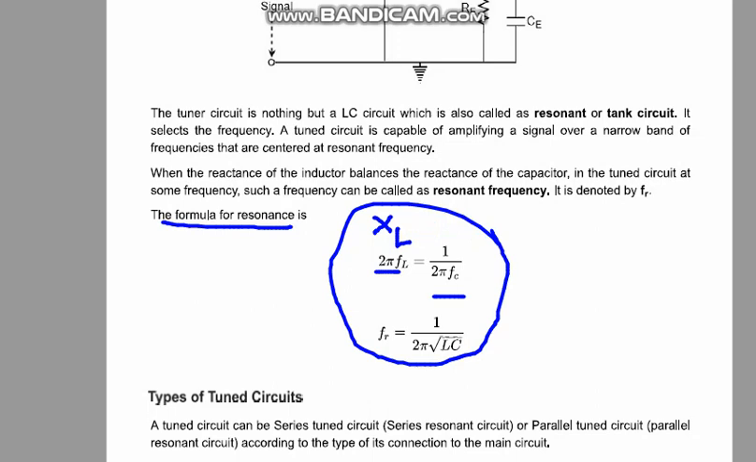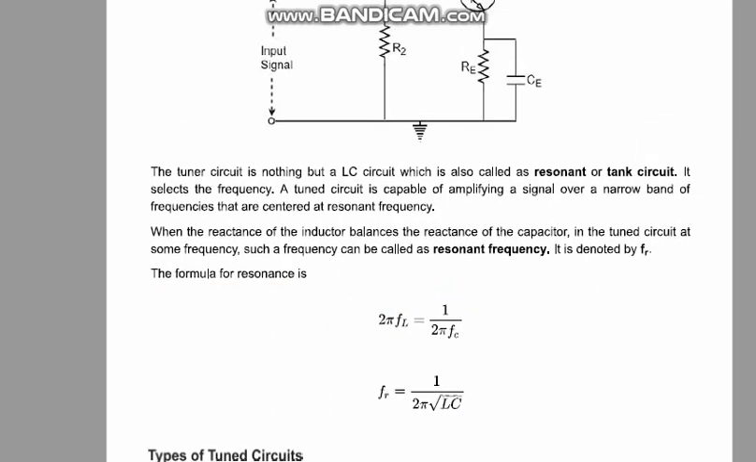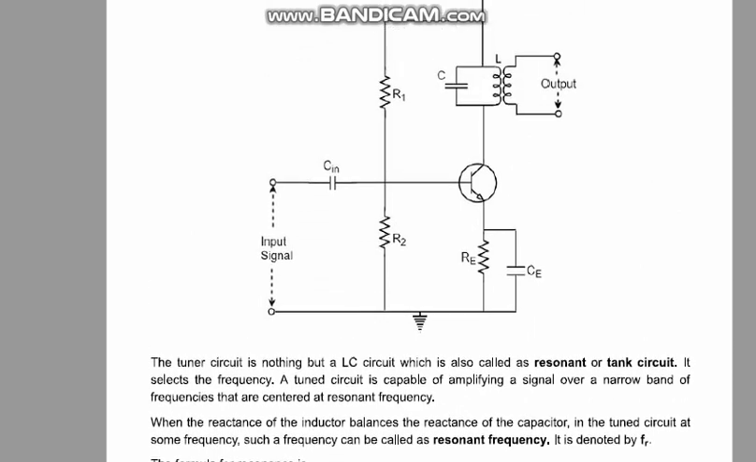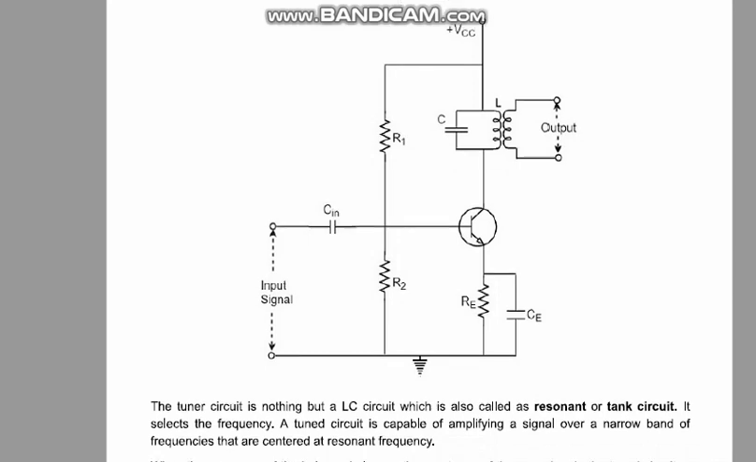Okay, and here we can see that up above there is a tuned circuit. VCC is there, C and L are there, and in that inductor we get the output of the tuned amplifier in the LC circuit.